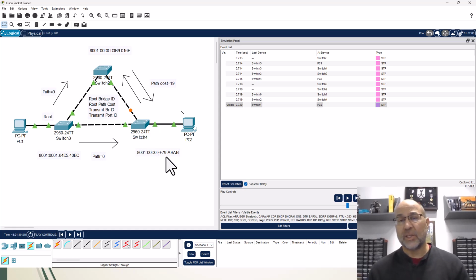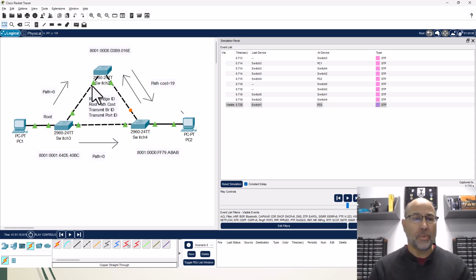Oh no, switch 4 loses. It's higher. So switch 2 has a better bridge ID, which means that switch 4 has to block its port. And that's why the port is blocked on switch 4.